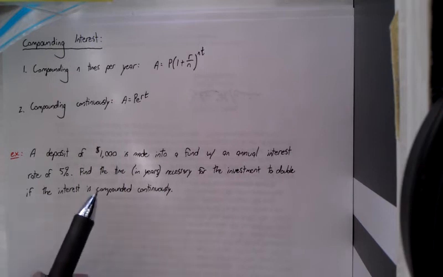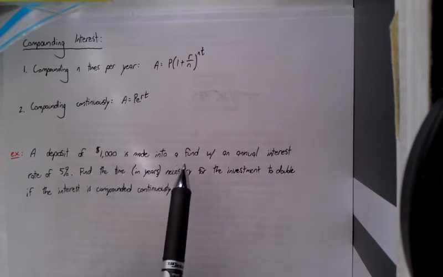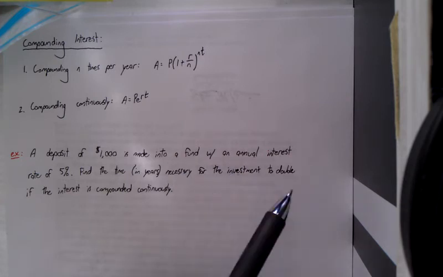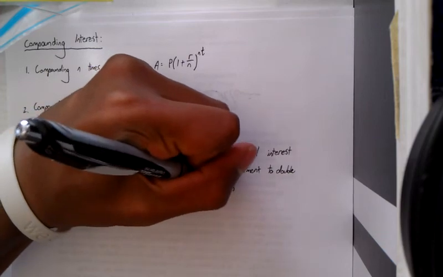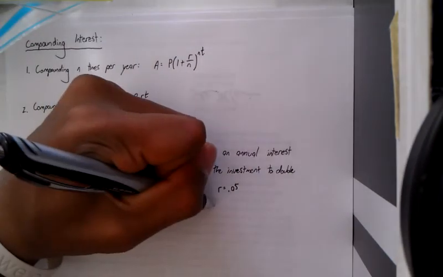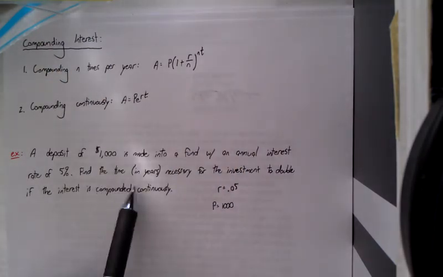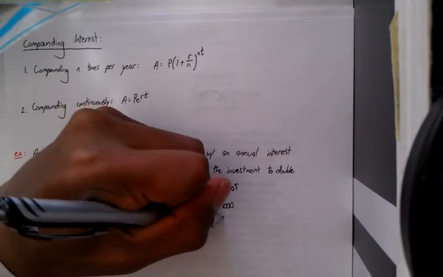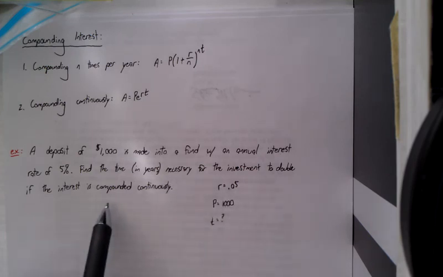So for this one, a deposit of $1,000 is made into a fund with an annual interest rate of 5%. So R equals 0.05, P equals 1,000. We want to find out what T is for the investment to double if the interest is compounded continuously.